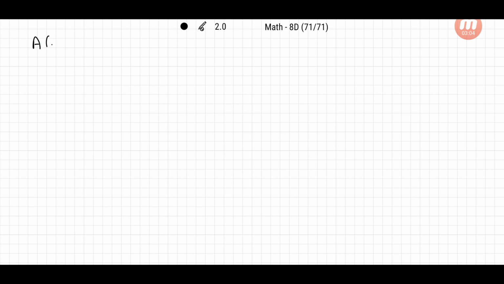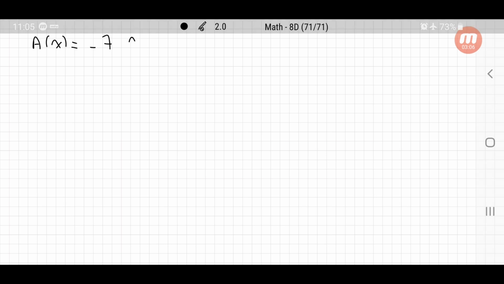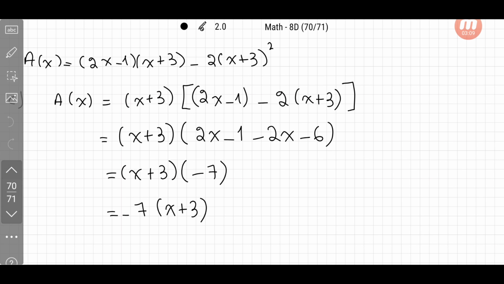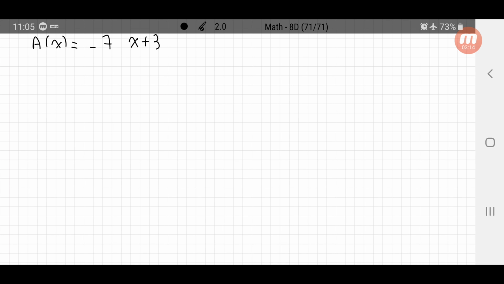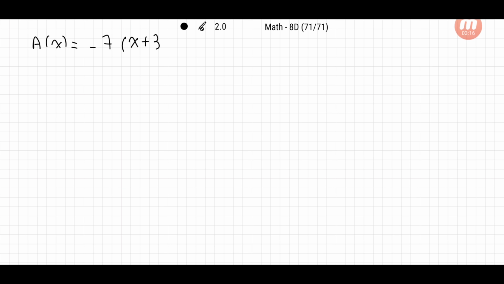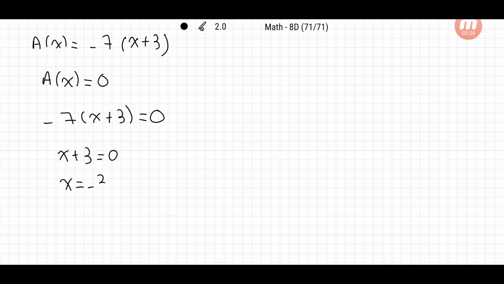Now part D, solve A of x equals 0. So A of x equal to minus 7 (x plus 3), I need to solve it equals to 0. So minus 7 (x plus 3) equal to 0. I only take x plus 3 equal to 0, and it is x equal to minus 3. One solution, x equals minus 3.